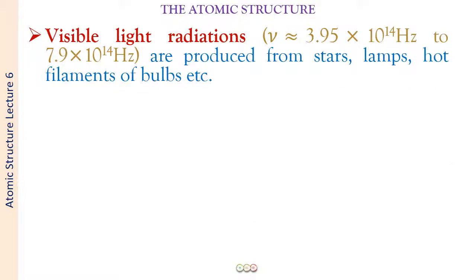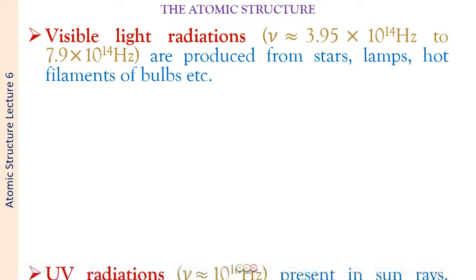Then next we have the visible light radiations, and these are the radiations which you are known with so well. You can see all sorts of different colors, the visible light. So the frequency of the light radiations is 3.95 x 10^14 Hertz to 7.9 x 10^14 Hertz. And how are these produced? They are produced from stars, the sun, lamp, hot filaments of the bulb, the tubes and so forth.